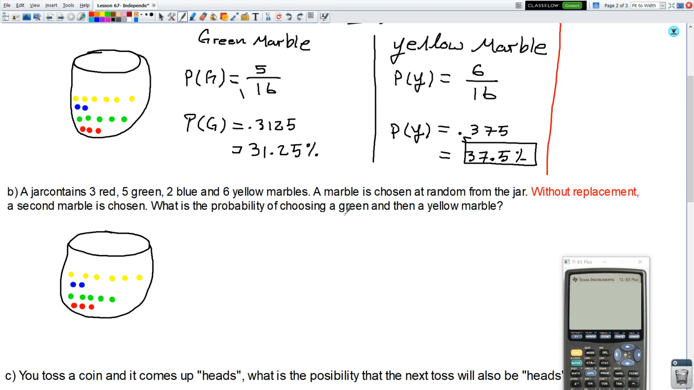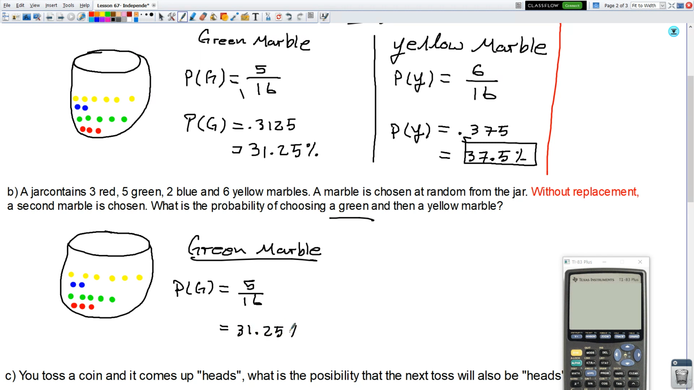So what is the probability for us to choose a green one? Well, if green is the first marble that we choose, let's see, what is the probability for us to choose a green marble? Well, how many green marbles are there? So there's 1, 2, 3, 4, 5. There's 5 marbles, and we have 16 to choose from. And if we look from the top, we found out it to be 31.25%. Now, what is the probability for us to choose a yellow marble?